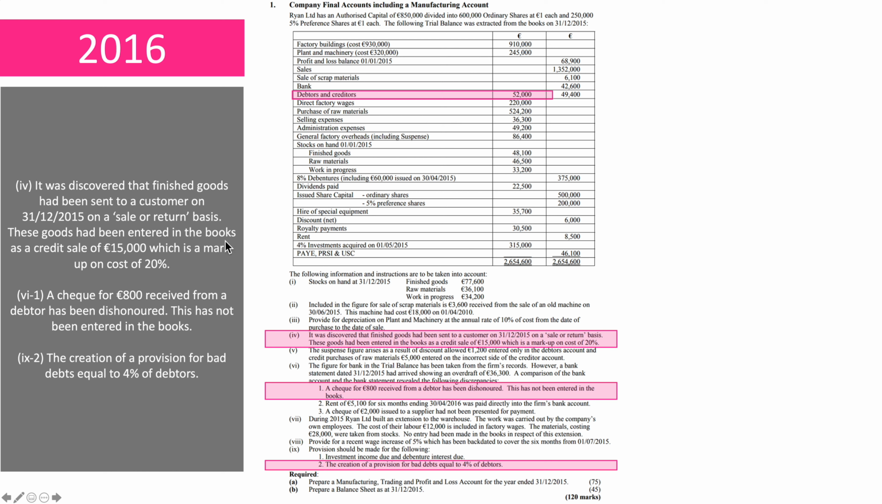These goods had been entered in the books as a credit sale of 15,000, which is a markup on cost of 20%. Then note 6, part 1, a cheque for 800 received from a debtor has been dishonoured. This has not been entered in the books. And then we've got 9, part 2, the creation of a provision for bad debts equal to 4% of debtors. Okay, so let us get started then.